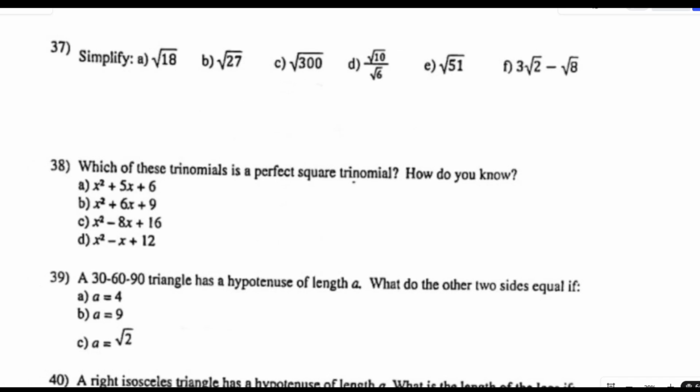All right, got some roots to simplify. So this one's going to break up into root 9 and root 2. So I get 3 root 2. This one's going to break up into root 9 and root 3. So what I'm doing is I'm looking for perfect squares that factor into this, like 4, 9, which is 2 squared, 3 squared, 4 squared, and 5 squared.